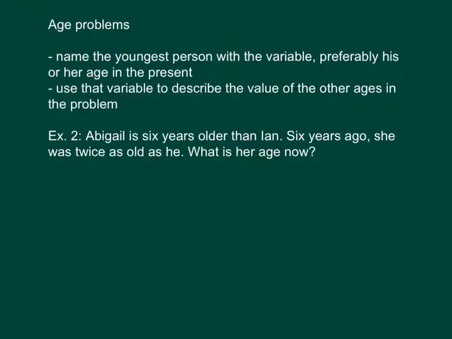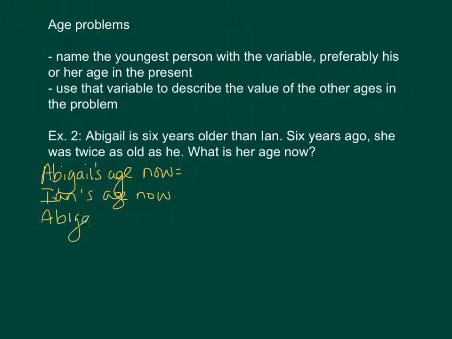Example 2, okay, here's our age word problem. Abigail is 6 years older than Ian. 6 years ago, she was twice as old as he. What is her age now? All right, so let's first talk about what our unknowns are. We've got 4 unknowns. We've got Abigail's age now. We've got Ian's age now. We've got Abigail's age 6 years ago.